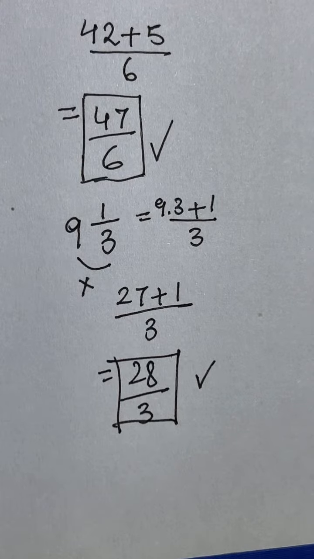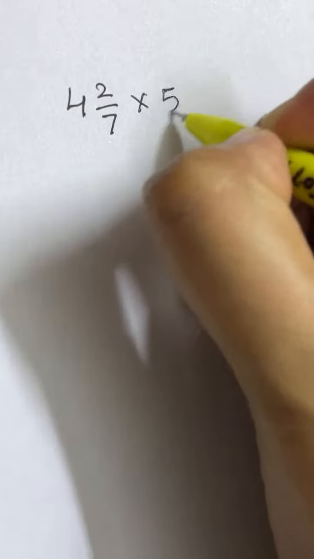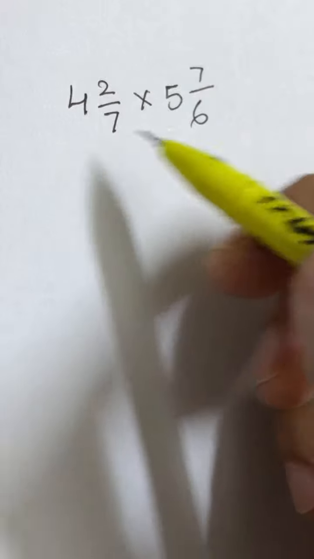Now we're going to solve some questions related to multiplication of numbers. So I'm going to write that down here. Suppose I have a number 4 2/7 multiplied by 5 1/6. So we're going to multiply two mixed numbers here, and that's really simple, as I've shown you how to convert a mixed number to an improper fraction.